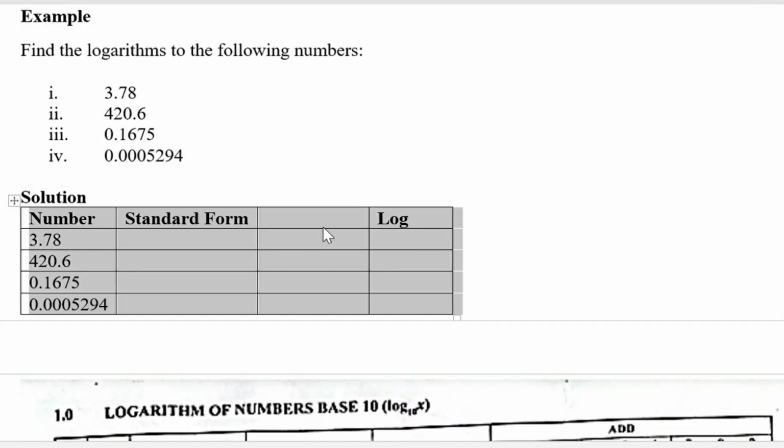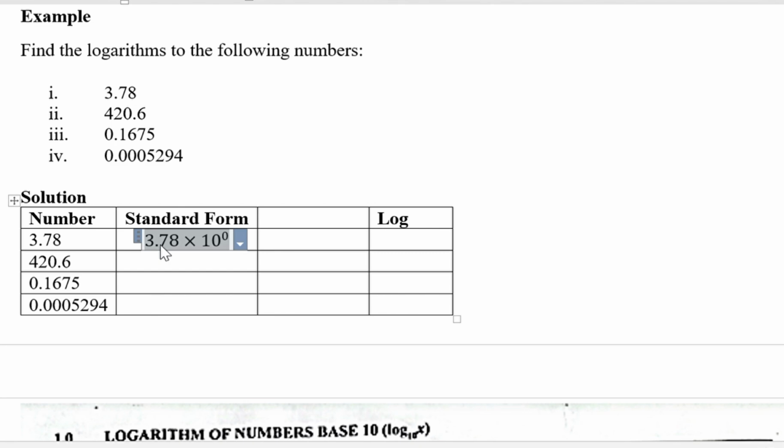Starting with the first one, 3.78. When we write 3.78 in standard form, that number will be 3.78 times 10 raised to power 0. Now this power of 10, which is 0, will be the characteristic of the logarithm. So the logarithm will be 0 point. Then to get the mantissa, we read this number from the 4-figure mathematical tables.